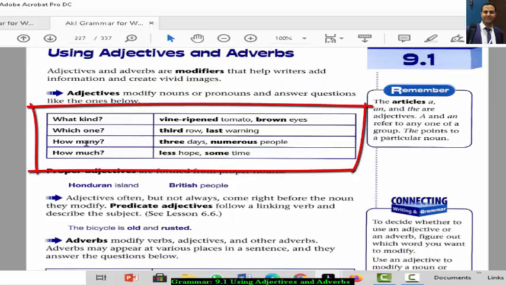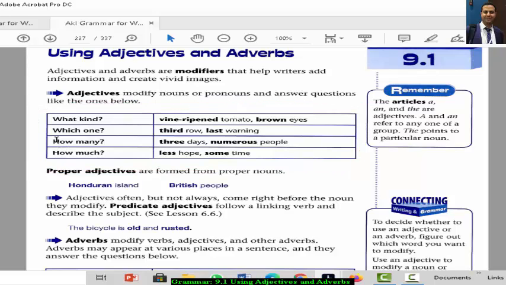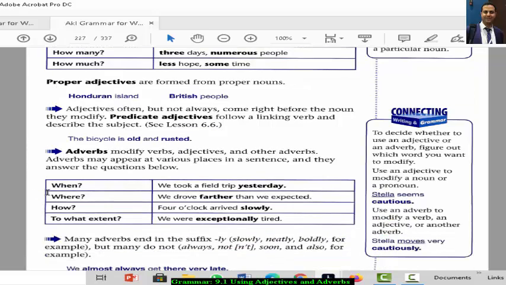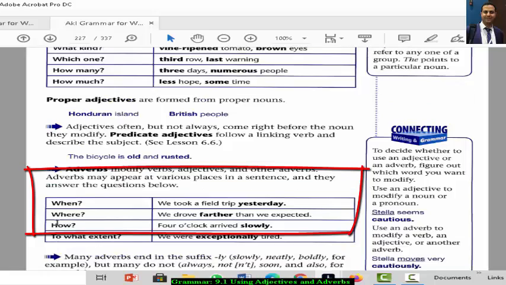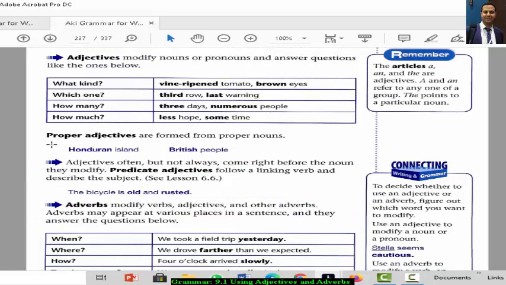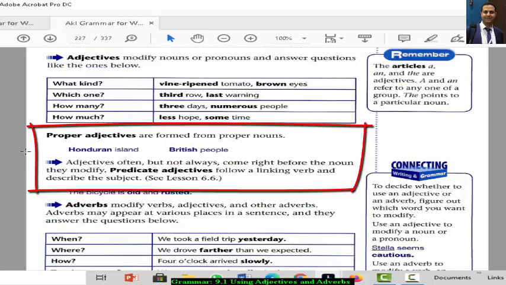We said that adjectives answer what kind, which one, how many, or how much. And we said that adverbs answer when, where, how, or to what extent. We differentiated between proper adjectives and predicate adjectives, and we said that a proper adjective is formed from a proper noun, and a predicate adjective comes after a linking verb.